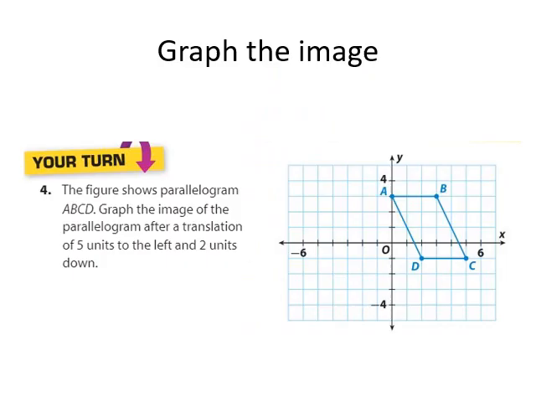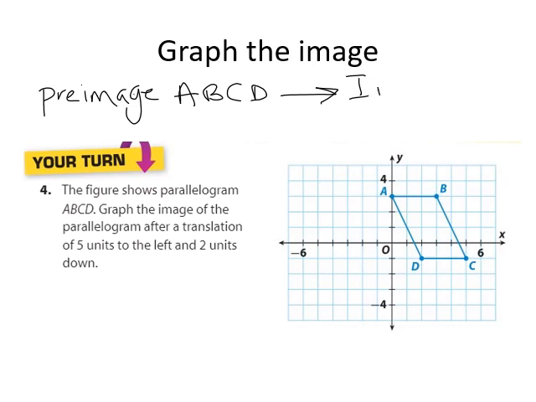Now let's take this example, graph the image. I have a pre-image, A, B, C, D. You always have to identify what your pre-image is and what your image is. So I want to have the new image, which is A prime, B prime, C prime, D prime. They tell me the directions. The translation, they tell you either right, left, up or down.